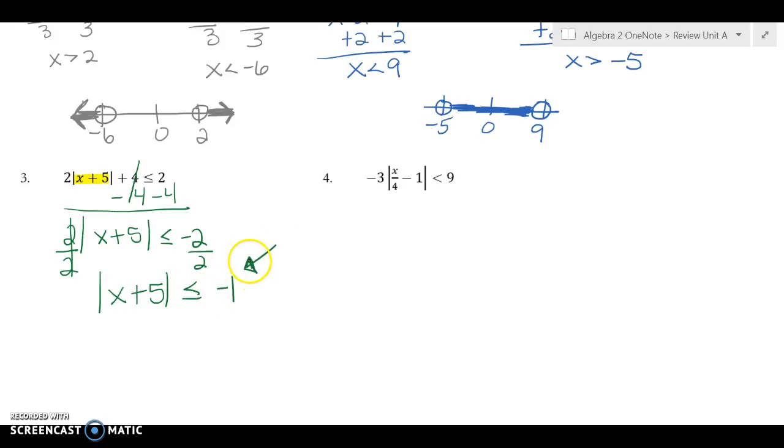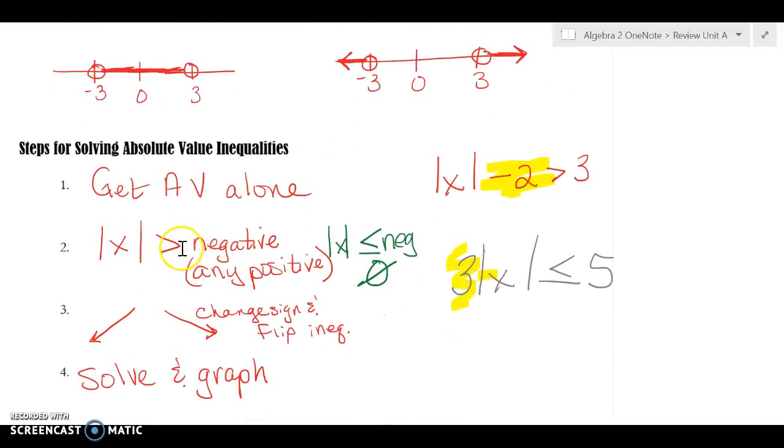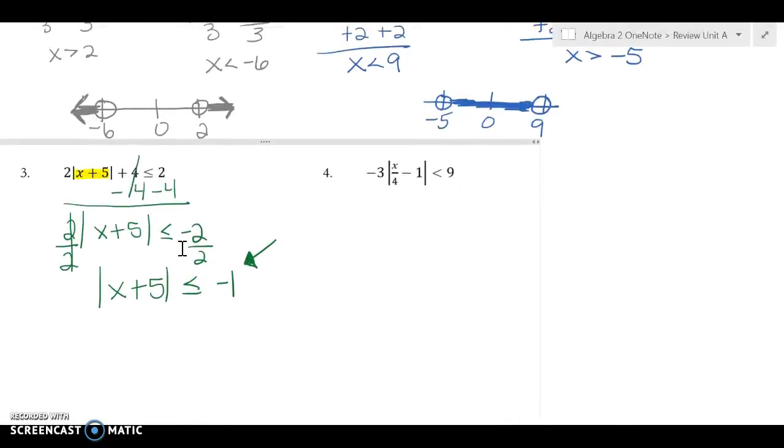Whenever you see a negative, you need to check the rules. So let's go back and look at the rules. And the rules say it has to be greater than a negative. It's not greater than a negative. So since it's less than a negative, it is a no solution and you're done.